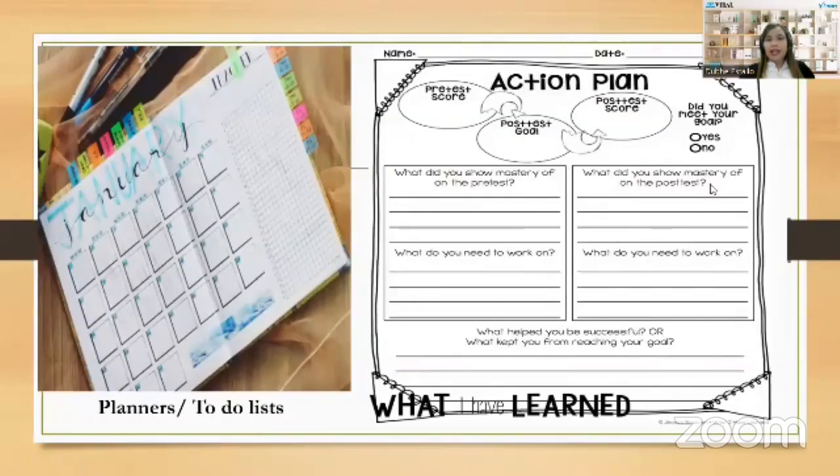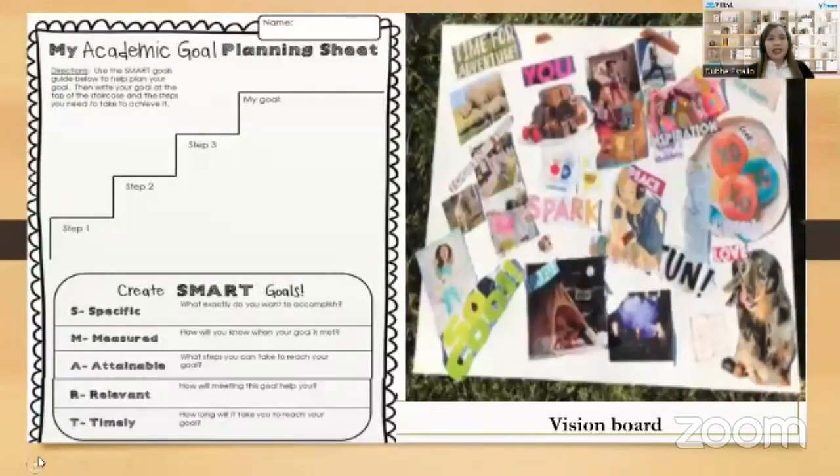This one on the right is an action plan, which in this case shows the student's post test goal, his or her pre test score and post test score. These two boxes here let the learner answer what did you show mastery of on the pre-test and on the post-test, what do you need to work on, and what helped you to become successful. This allows the student to reflect on what aided in his or her success or what kept him or her from reaching the goal.